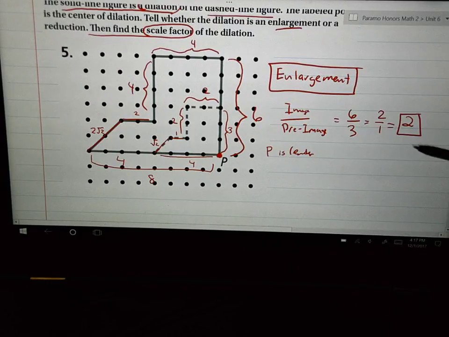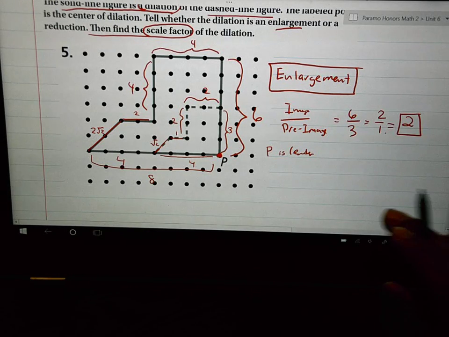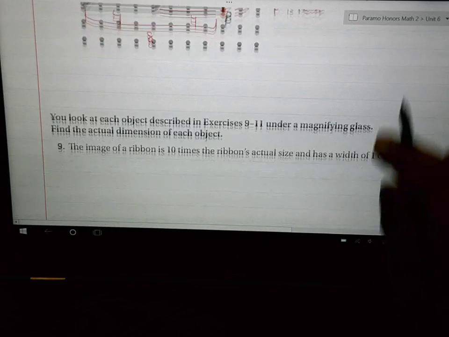By the way, do I want your scale factor as 2 over 1? What's more simplified? I would go with the 2. It's easier to write that way. The only time you need to have the 1 is if it's in the numerator and it's 1 to 2, 1/2 would have to be written that way. Second example is number 9.